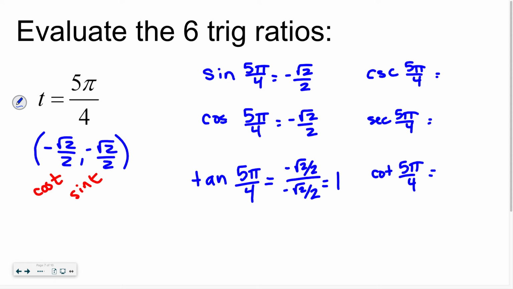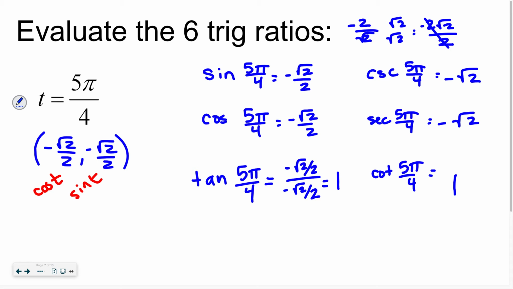I'm going to do my workup at the top just because I don't have a lot of space. Wouldn't I just flip negative 2 over square root 2? And then I'd have to rationalize. So I get negative 2 square root 2 over 2. But then those cancel, so it's just negative square root 2, negative square root 2. Reciprocal of 1 is 1. I didn't really even do much work, did I?